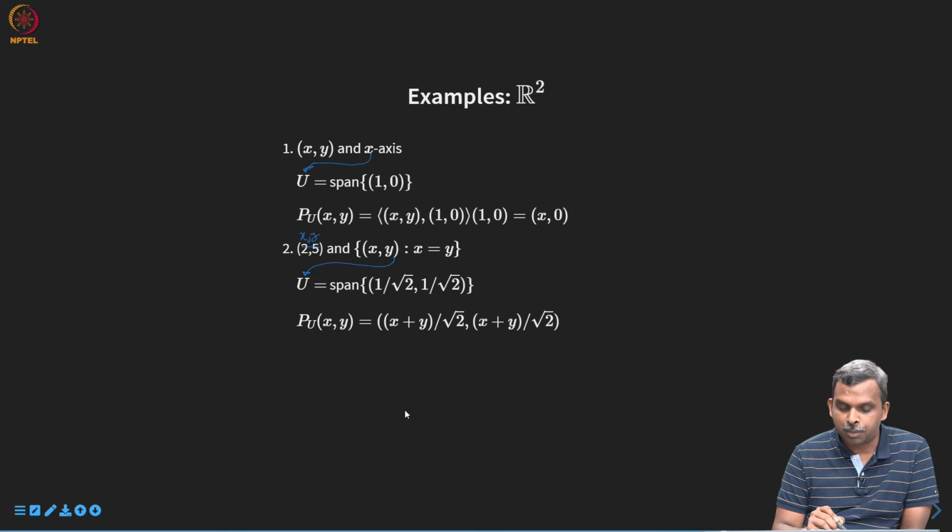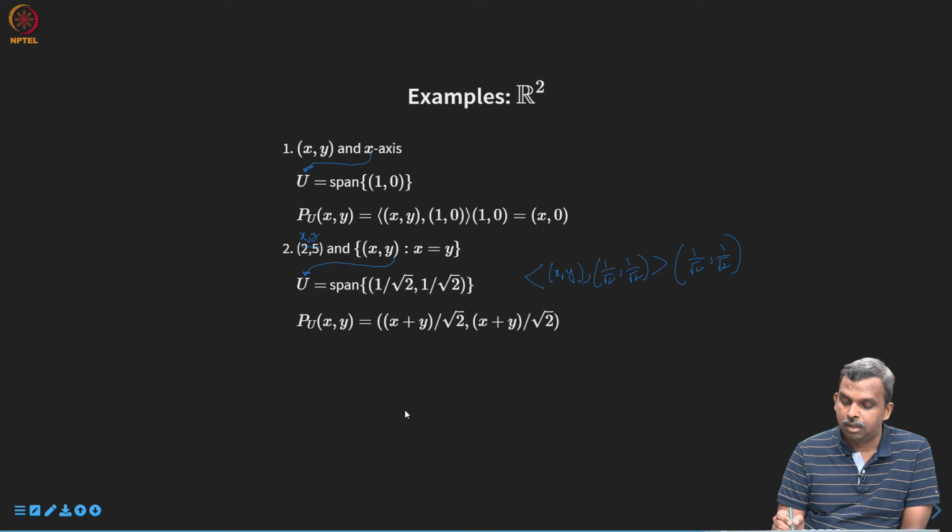So then, what is the projection? It's simply the inner product of xy with 1 by root 2, 1 by root 2, times 1 by root 2, 1 by root 2, isn't it? All right. So does that work out okay? Did I make a mistake here?